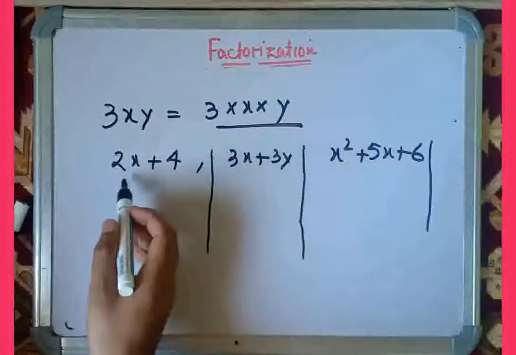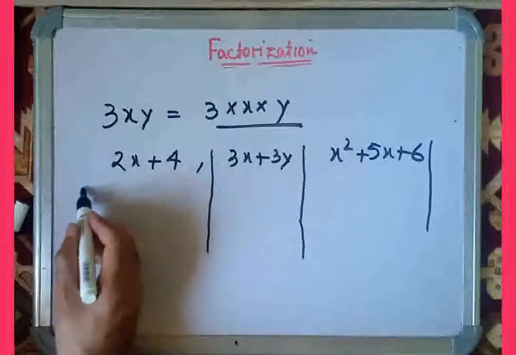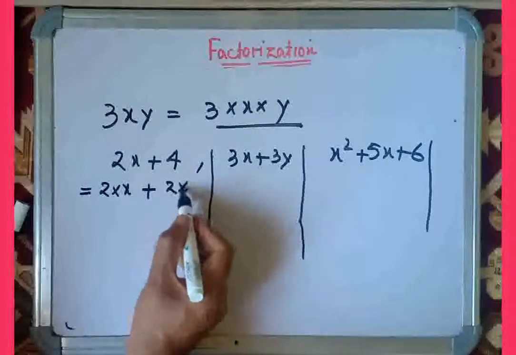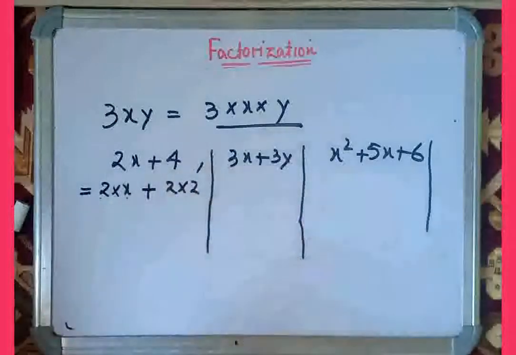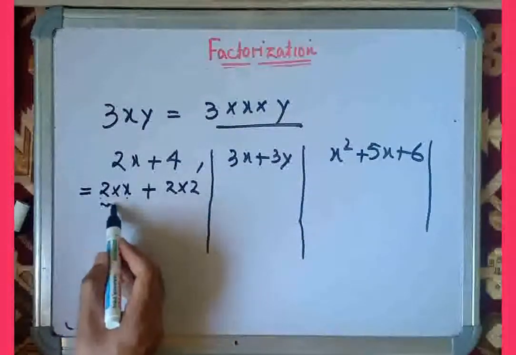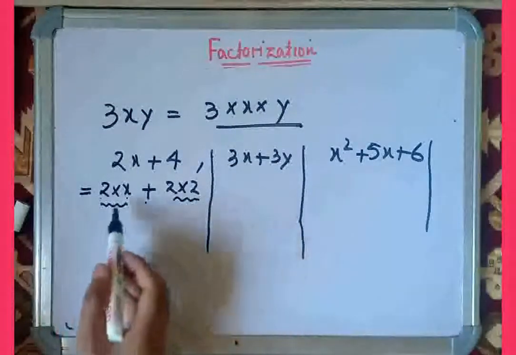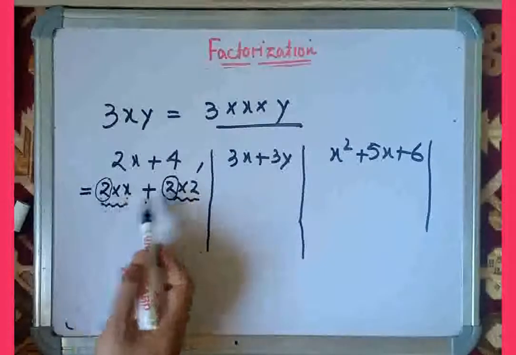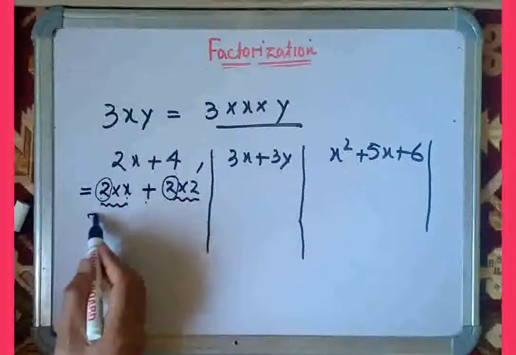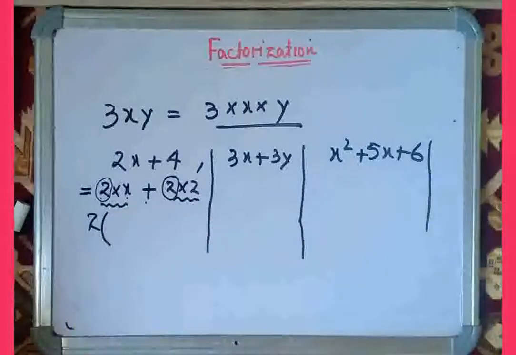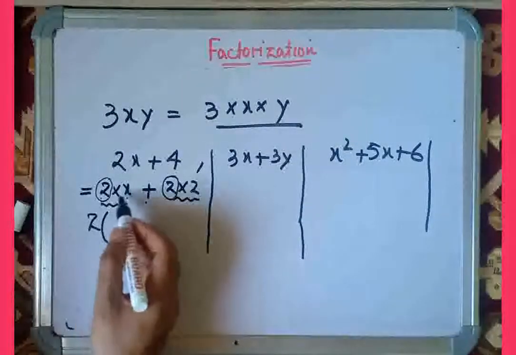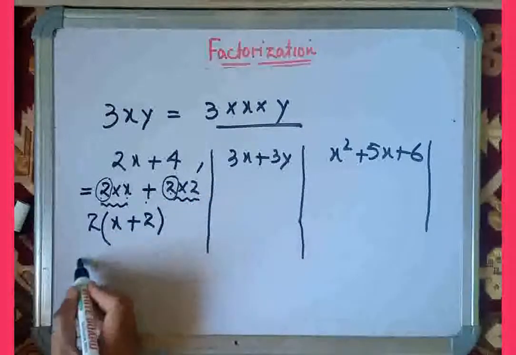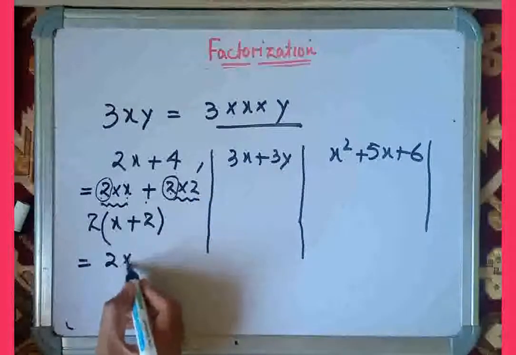Let's concentrate on this expression. We can write this algebraic expression like this: 2 into x plus 2 into 2. 2 into x is 2x, so note that this is one term, then there's a plus, and this is another term. In both these terms, 2 is common. So let's take it out. When I take this 2 common, here remains x, then plus, and here remains 2. So the factors of this algebraic expression are 2 into x plus 2.